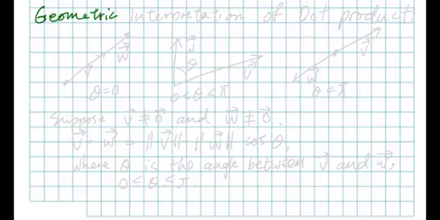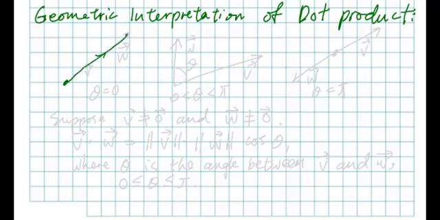We will take a look at the geometric interpretation of dot product. There are three scenarios. We will draw the vectors. The first case is when theta equals 0. Then both vectors v and w will point to the same direction.